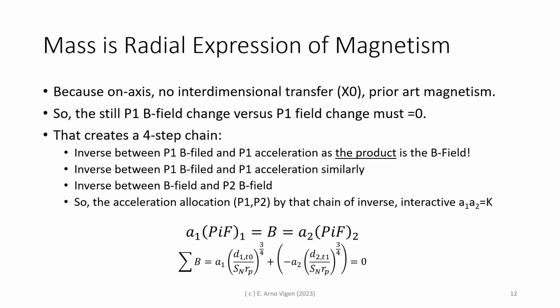Instead, it is done by acceleration allocation. The big secret to my process is that in the radial direction, the difference in the fields between the particles that are interacting is balanced by an interactive inverse acceleration. So acceleration 1 times the position and field of 1 over 1 is the B field. And acceleration of 2 times the position and field of 2 is the B field also. And B field 1 plus B field 2 must equal 0.